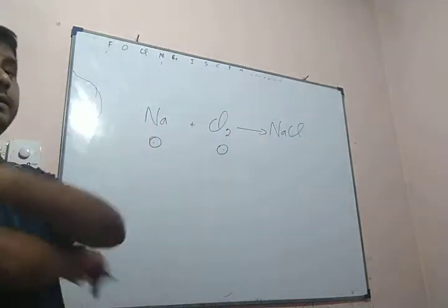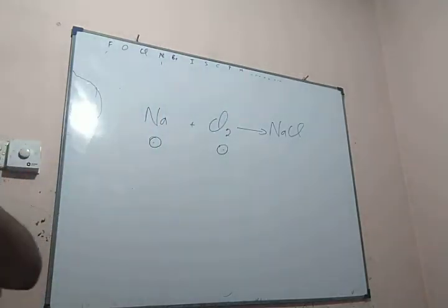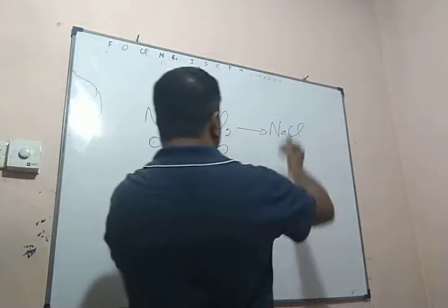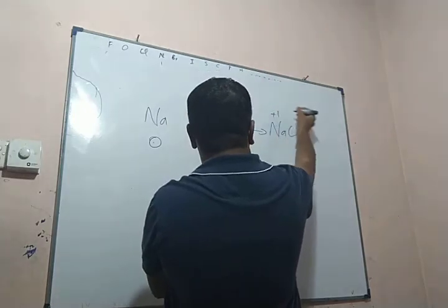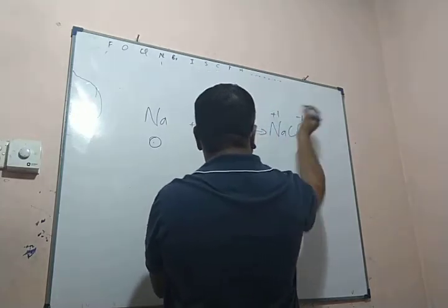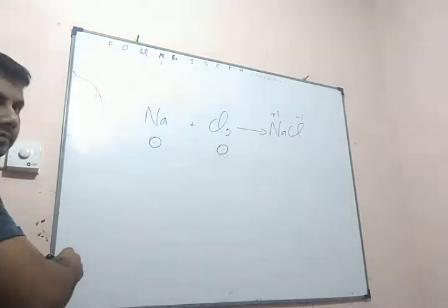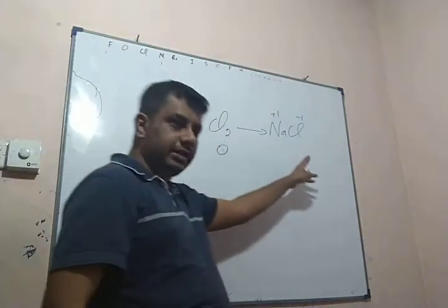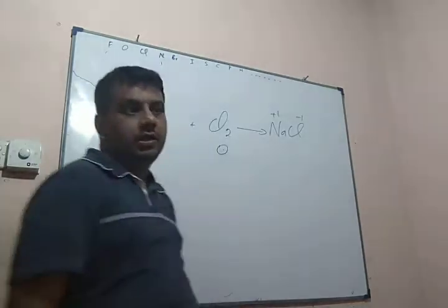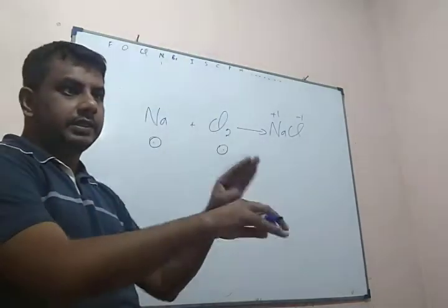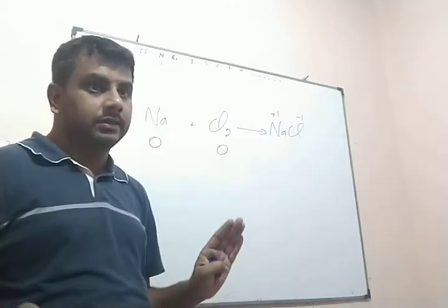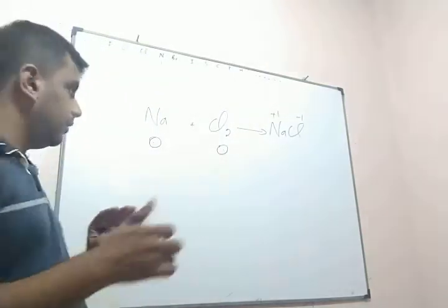So what about the sodium chloride? What's the oxidation state of sodium? Plus 1. Chlorine minus 1. This is called the full reaction, and you can separate this full reaction into 2 half reactions. What are those 2 half reactions?